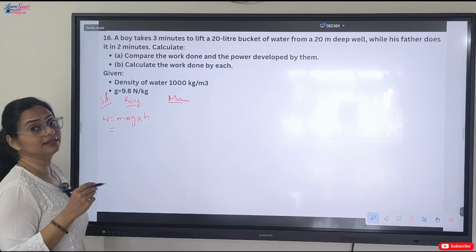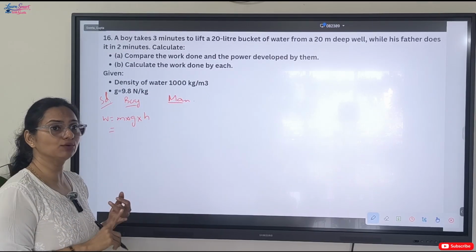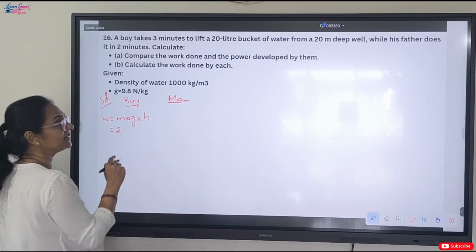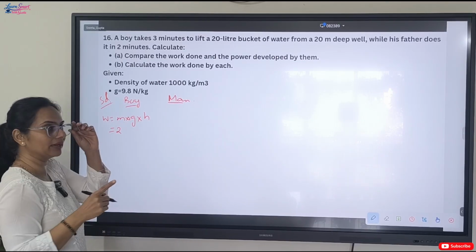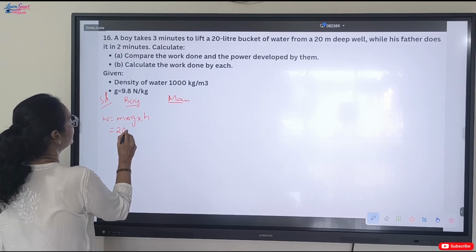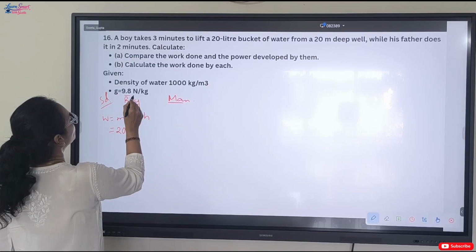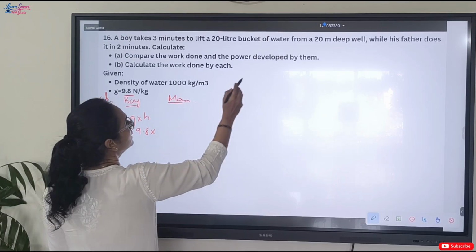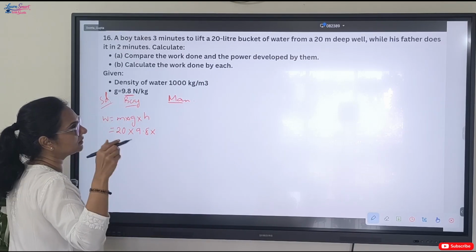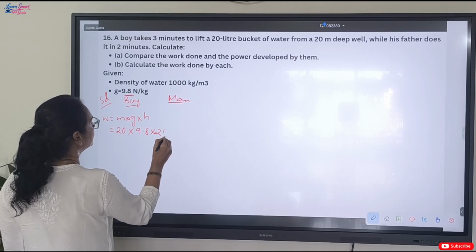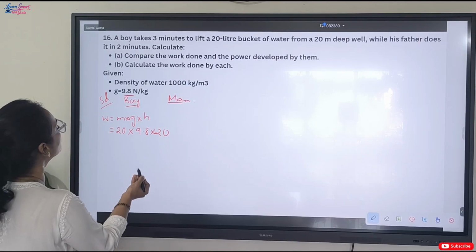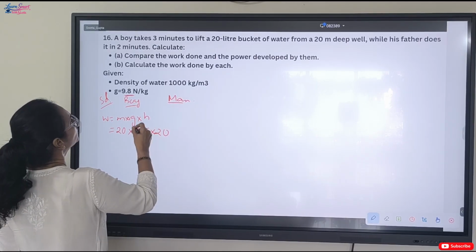Now 20-liter bucket, remember we discussed that 1 liter equals to 1 kg. So 20-liter bucket is, you can calculate also. I showed you how to calculate. So now I am taking 20 into G. G they have told to use 9.8. So we will take 9.8 and into H. 20 meter deep they are lifting it. So into 20. This is the work done by the boy and this is also the work done by the man. Both are doing the same work.